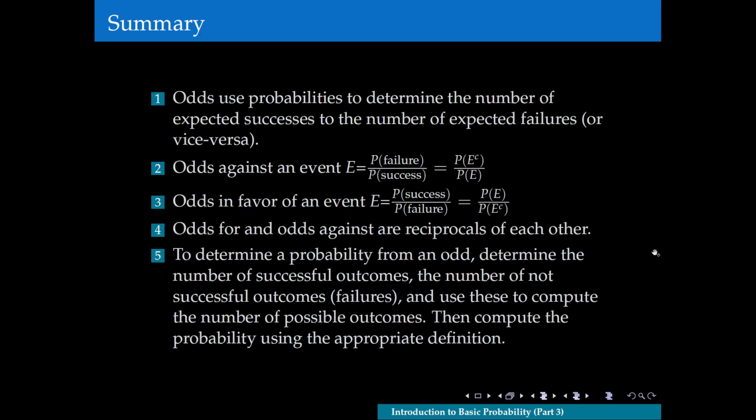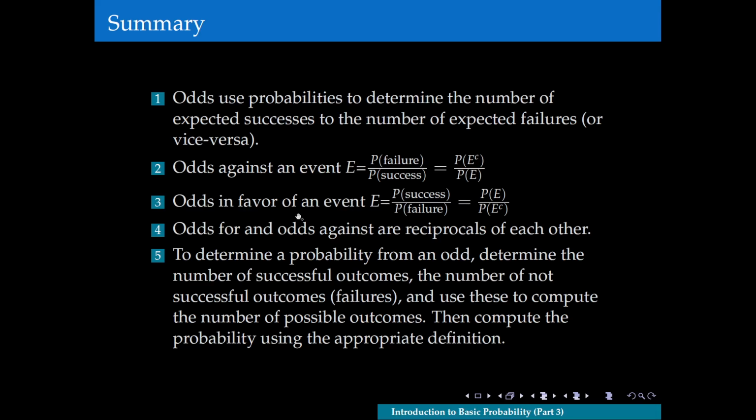Okay, so let's summarize what we did in this video. Odds use probability to determine the number of expected successes to the number of expected failures, or vice versa, depending on which odds you're looking for. The definition of odds against an event E is the probability of failure divided by the probability of success. Remember, we can also think of this as the number of expected failures divided by the number of expected successes.